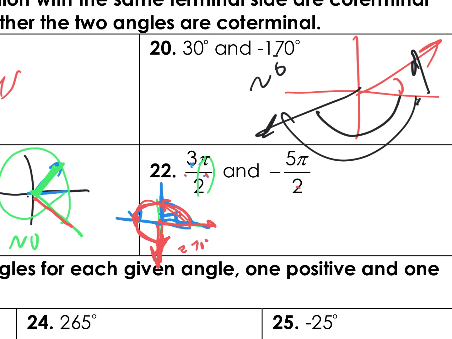Negative 5 pi over 2 looks like this. Here's negative 1 pi over 2. Here's negative 2 pi over 2. Here's negative 3 pi over 2. Here's negative 4 pi over 2. I've done a whole circle. 1 more pi over 2. There it is. So what this thing did in the negative direction, it went all the way around and a little bit more. So it actually terminates here. Sure looks like they terminate the same, don't they? The answer is yes, they're coterminal.